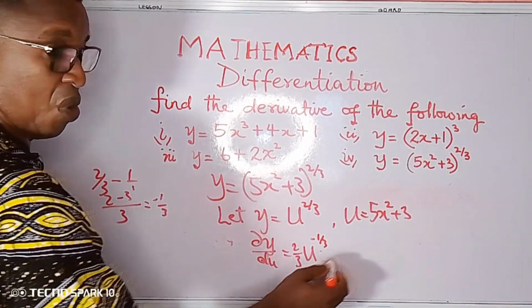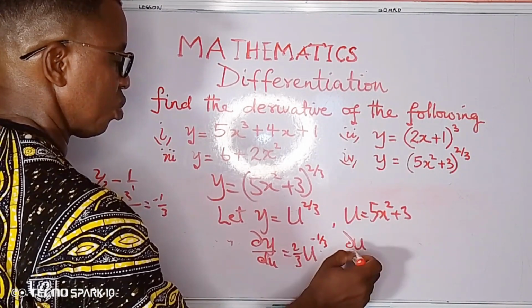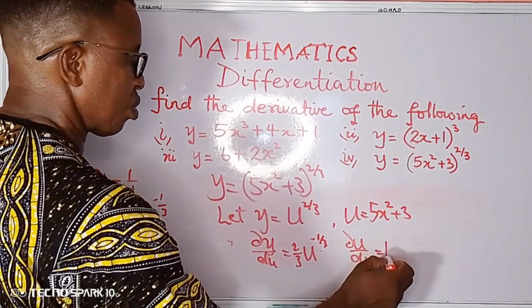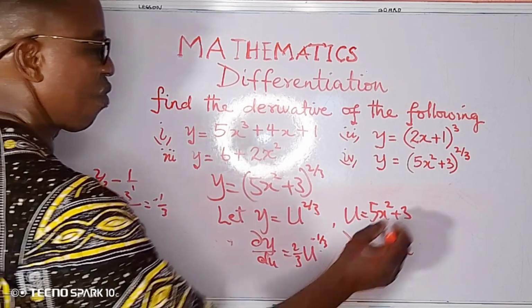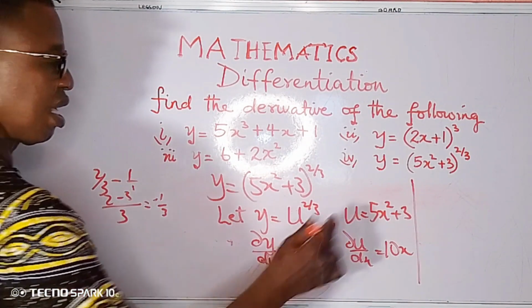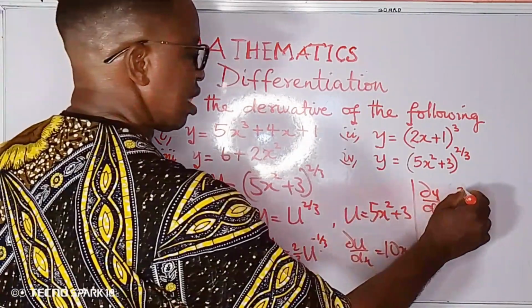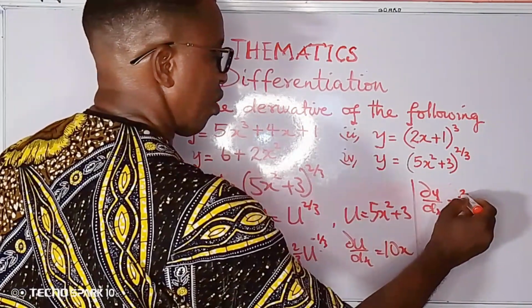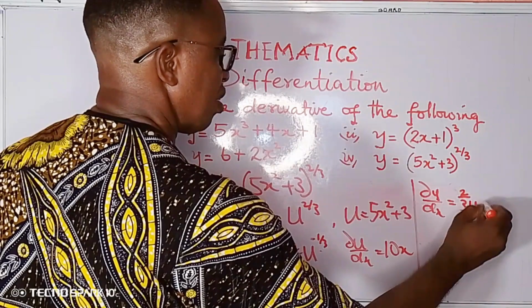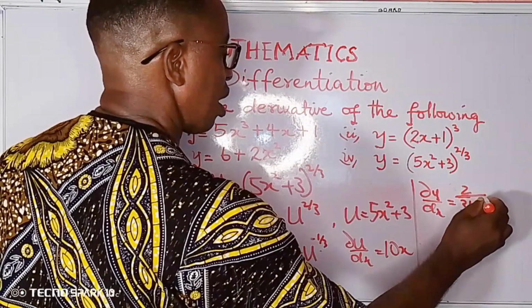And so the derivative of u with respect to x is equal to 10x, meaning that the derivative of 3, which is a constant, is 0. Hence, if we now take dy/dx, it is 2 all over 3 u raised to the power minus 1 over 3.